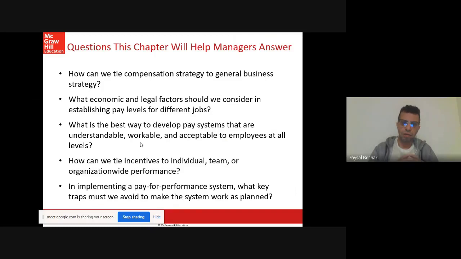What economic and legal factors should we consider in establishing the pay levels for the different jobs? What is the best way to develop pay systems that are understandable, workable, and acceptable to all employees at all levels? How can we tie the incentive to individual, team, or organization performance? In implementing a pay-for-performance system, what key traps must we avoid to make the system work as planned?